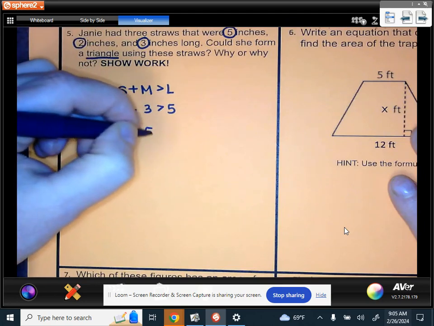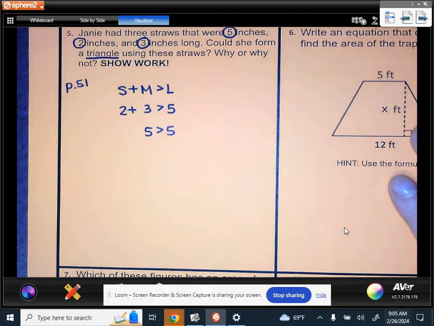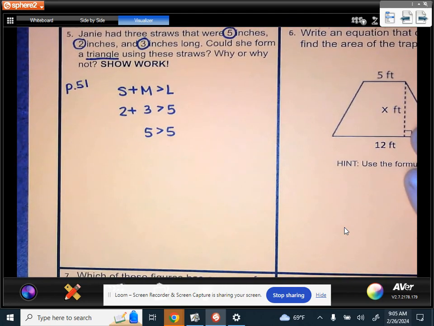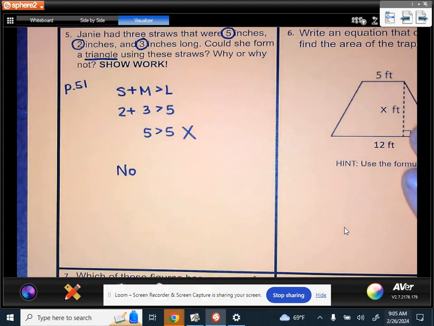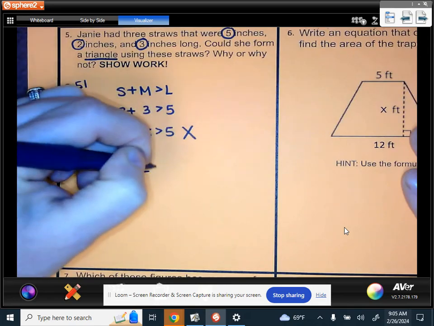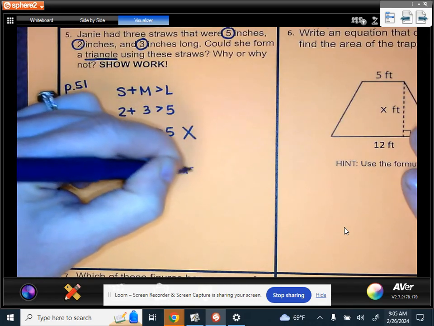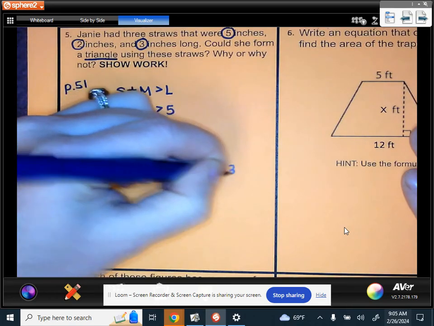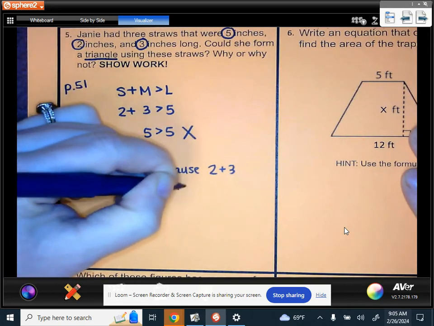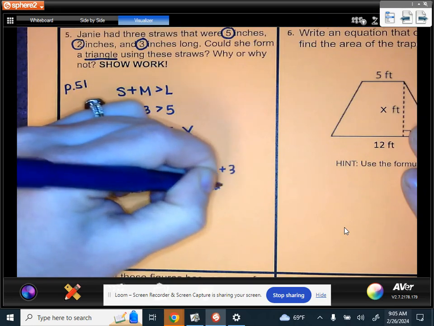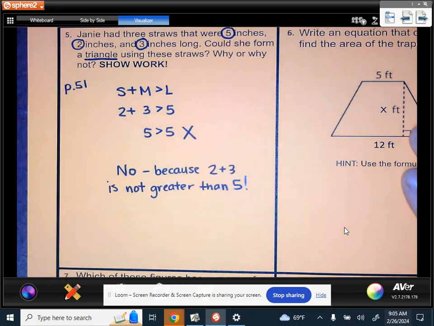2 plus 3 is 5. And then we ask ourselves, is 5 greater than 5? And that is not true. So the answer is no, she could not form a triangle because 2 plus 3 is not greater than 5. If it was greater than 5, then she could have formed a triangle.